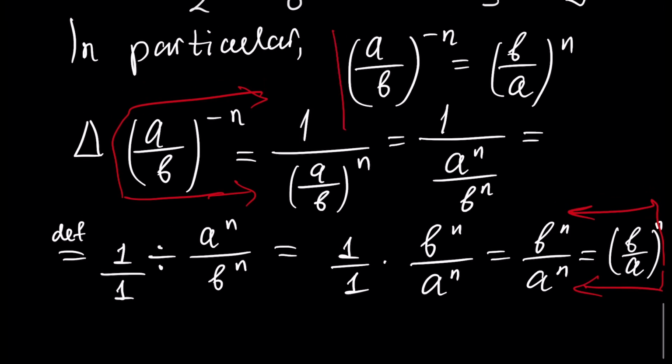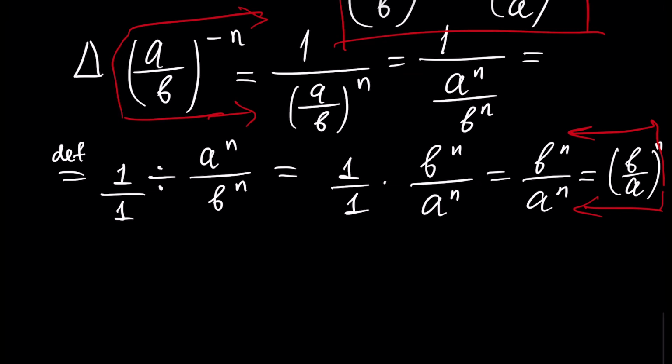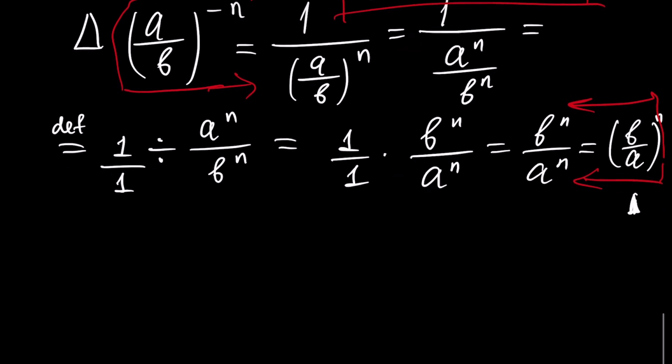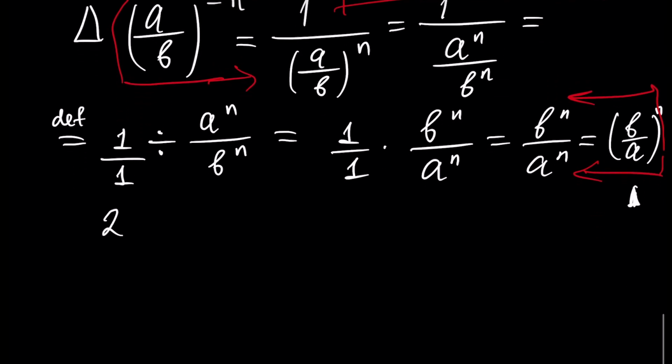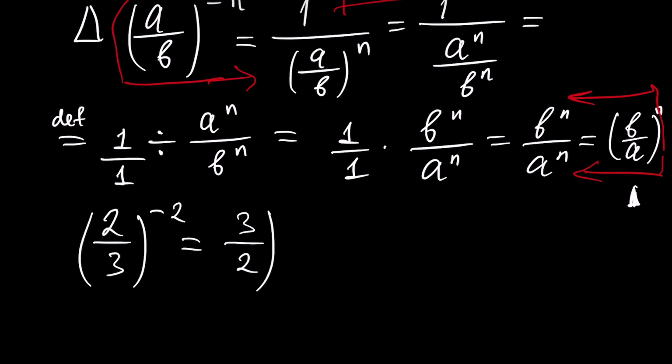So this formula can be used, for example, if we have an example 2 over 3, and this is to the power minus 2, is equal to 3 over 2 to the power 2. Or this is equal to 3 squared, which is 9, divided by 2 squared, which is 4.